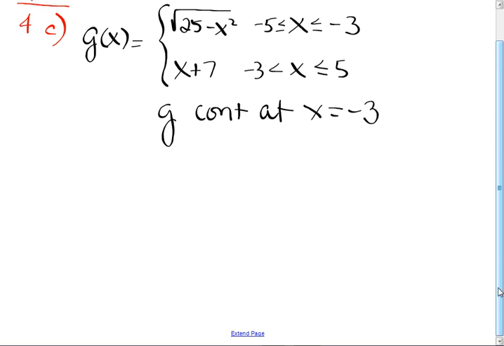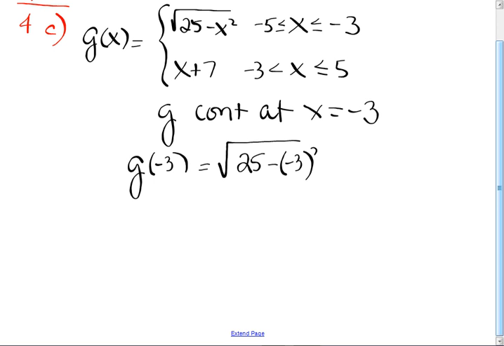First, you have to find g of negative 3. Does g of negative 3 exist? Put negative 3 in there. It's the square root of 25 minus negative 3 squared. So that's the square root of 25 minus 9, which is the square root of 16, which is 4. There are 3 parts to continuity.